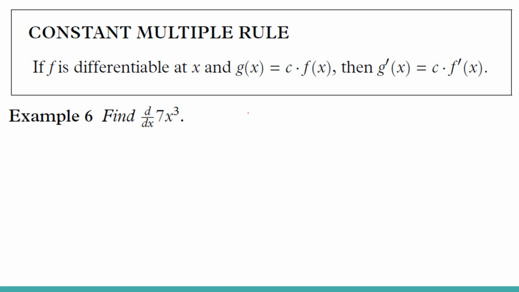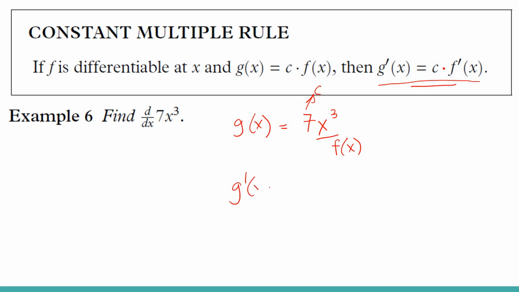With respect to x. So according to the formula here, we will separate the constant. The given is g of x equals 7x cubed. So 7 here is the constant, and this x cubed is the f of x. Following this formula, g prime of x, or the derivative, equals c, which is the 7, times the derivative of x cubed.